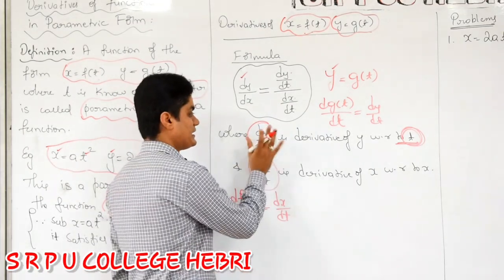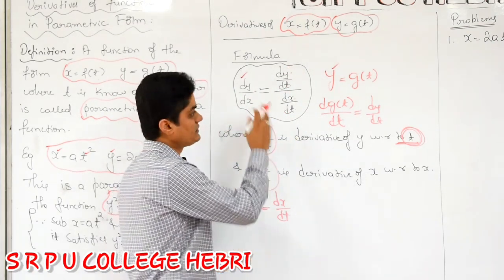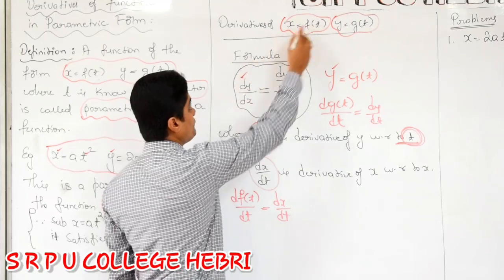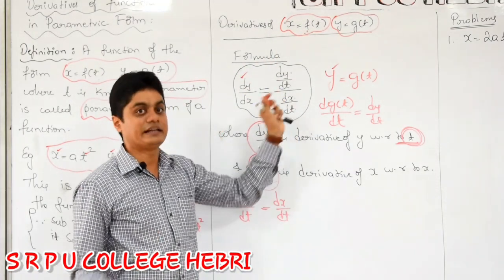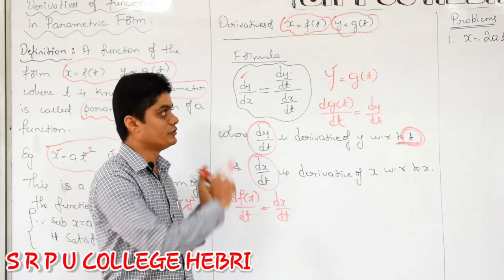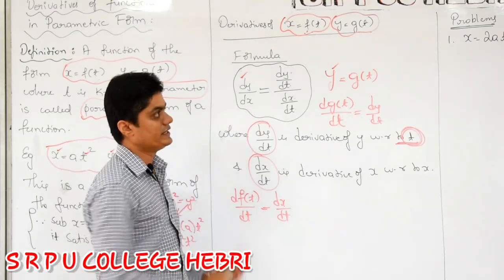How to use? Write dy by dt in numerator, write dx by dt in denominator. Simplify, you will get derivative of parametric function. So remember this, write down this formula when you start differentiating parametric form. I'll explain this, don't worry, in the next 3 problems.